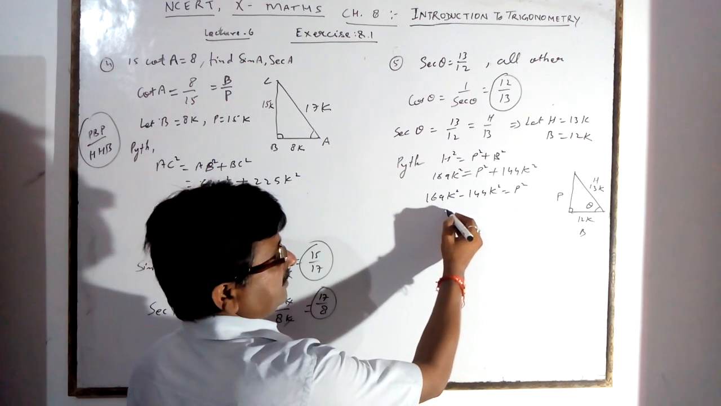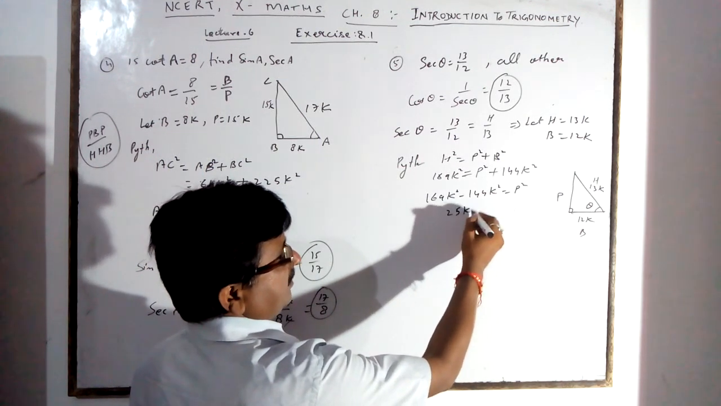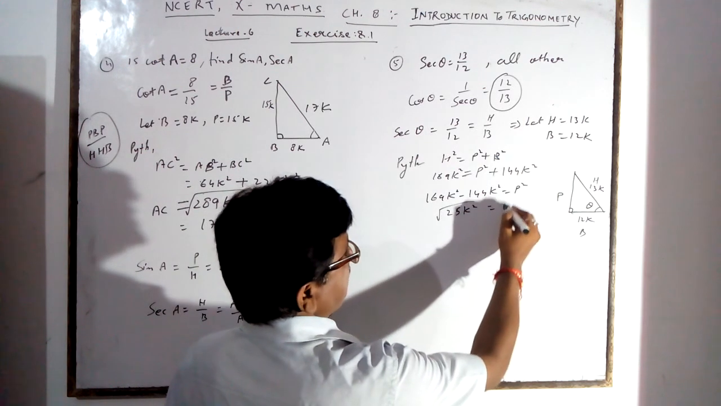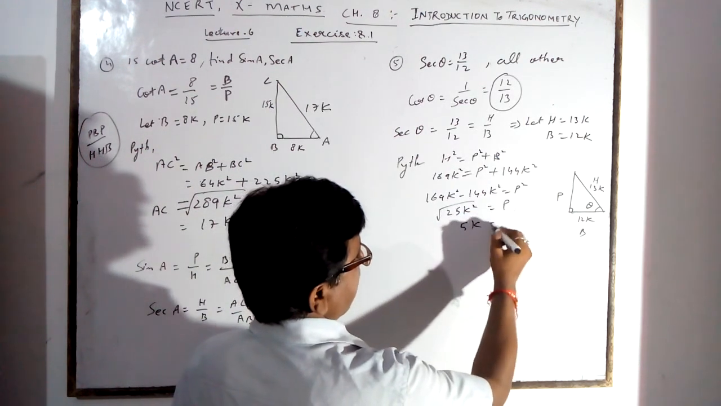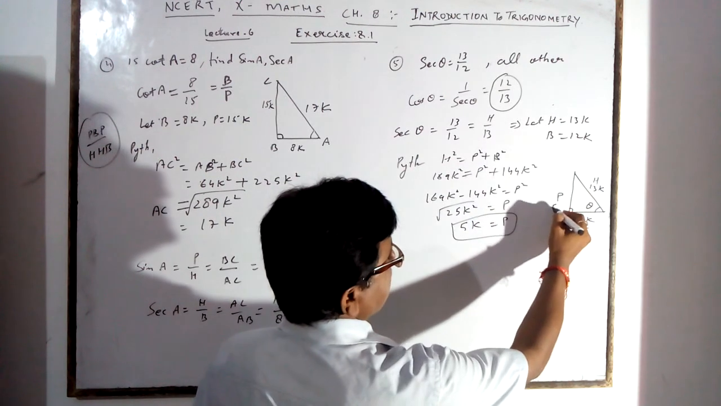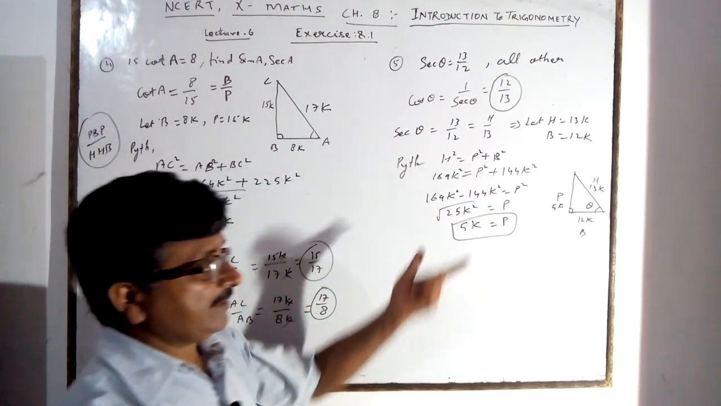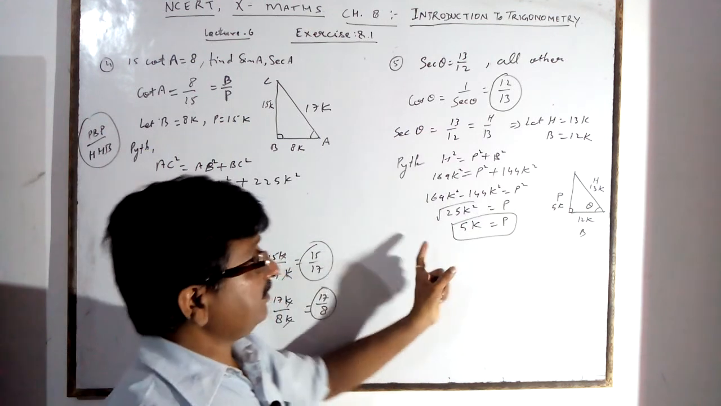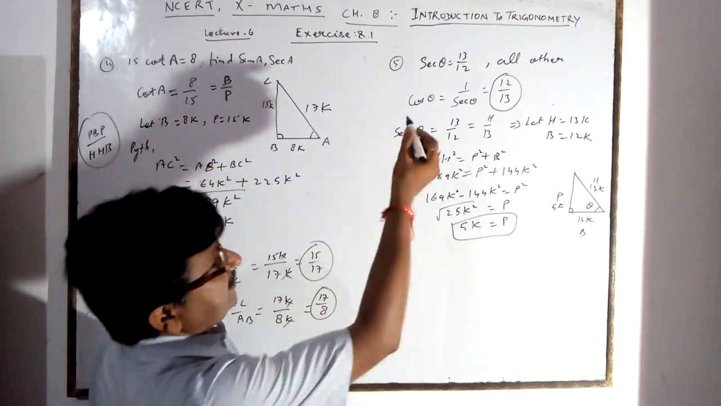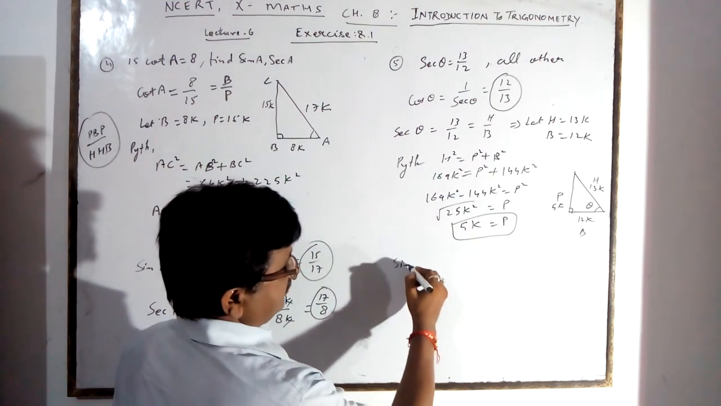So what are you getting here? 25k square. Under root, 25k square is p. Then what is the p? 5k. P is 5k. You put it here. Without any name I am writing; without a figure also you can draw. H, P, B you must know. And then you write the sine. What is the sine?